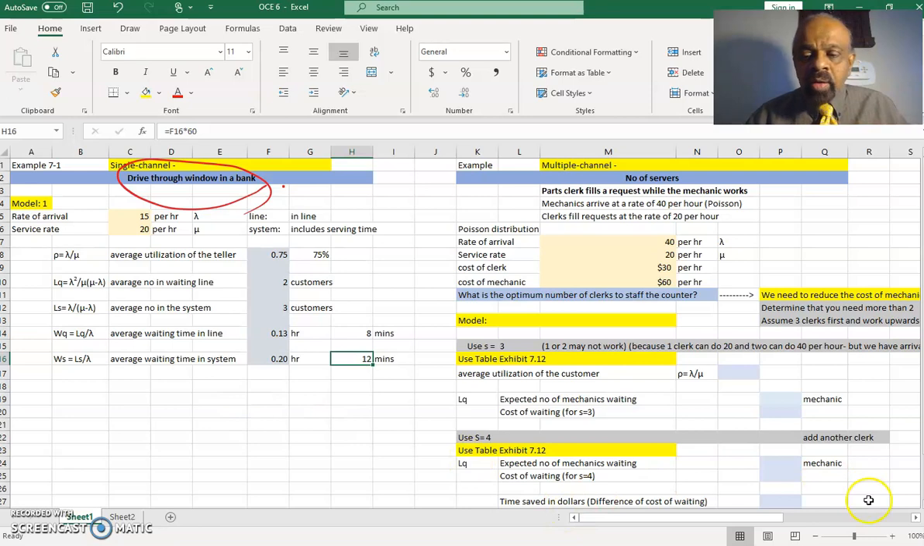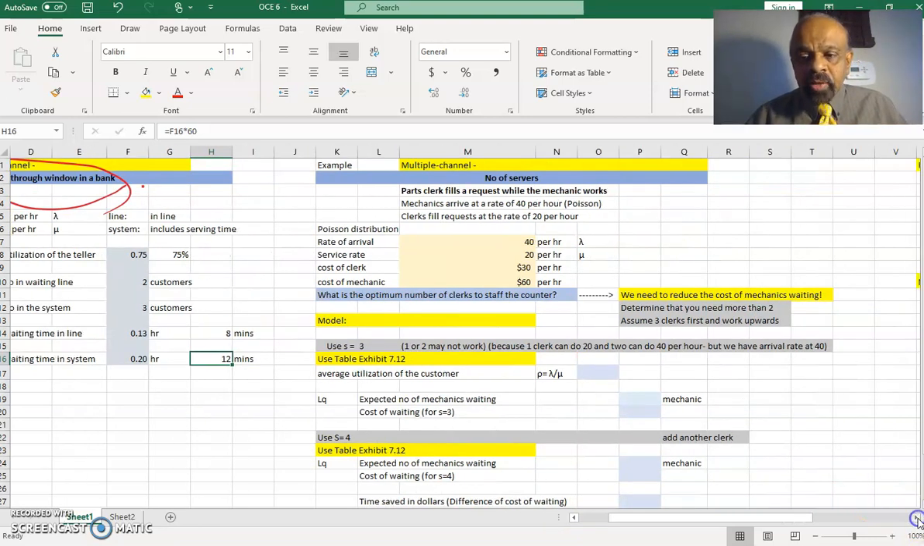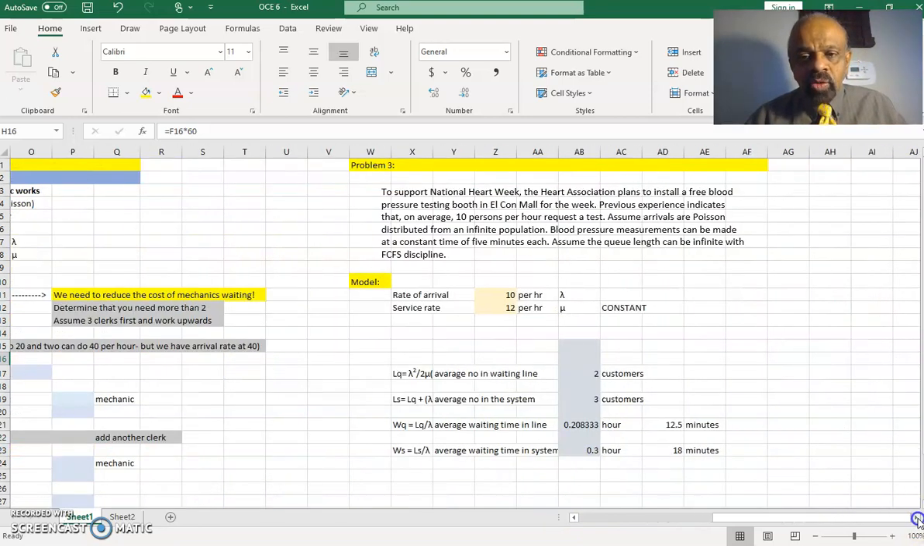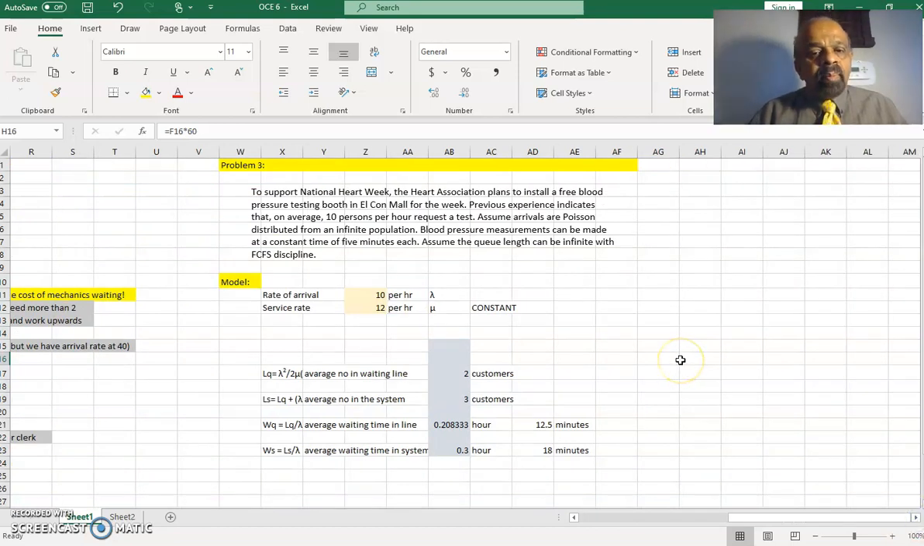Let's focus on model 2 next, which is problem 3. In model 2, we're going to be looking at this problem. The Heart Association plans to install a free blood pressure testing booth.